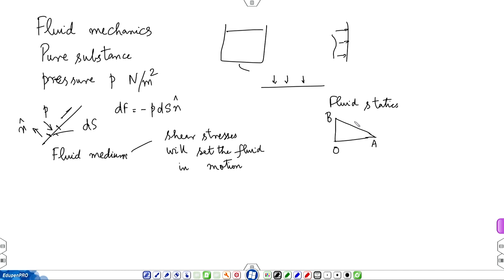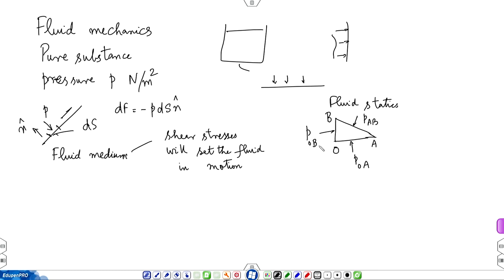So, on AB, the unit outward drawn normal is outwards and pressure will act this way. Here it is P_OA, this way it is P_OB. Now, the governing equation for forces acting on a small element in the body of the fluid would be that sum of all external forces is 0. So, this element is under static conditions.